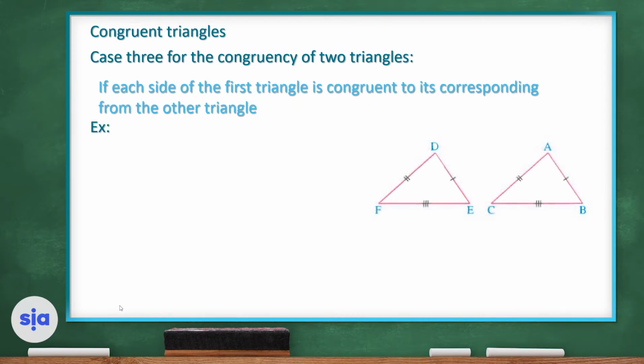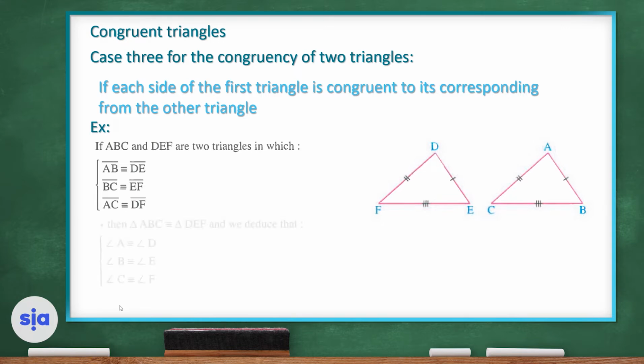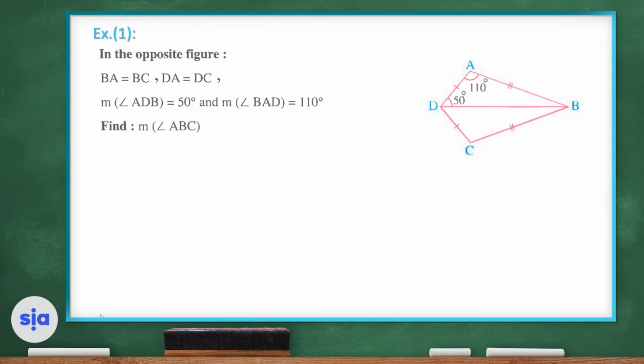For these two triangles, you can see that AB is congruent to DE, BC is congruent to EF, and AC is congruent to DF. Then automatically triangles ABC and DEF are congruent to each other. If they are congruent, this means that they are identically the same. Then angle A is congruent to angle D, angle B is congruent to angle E, and angle C is congruent to angle F. Exercise number 1.